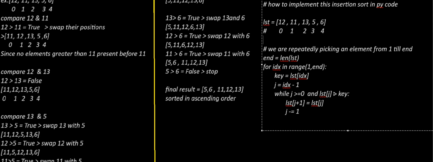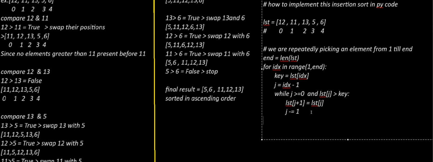If it is greater than key, then we need to continue. So if I reach the end where my key is greater than the previous value, what is my key? 6 is greater than my previous value, then I need to stop. So in that case, it just stops. After that, I just wish to print my list. In this way, we can sort our list.